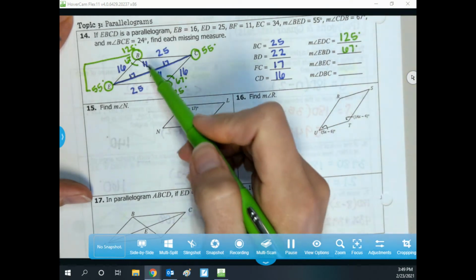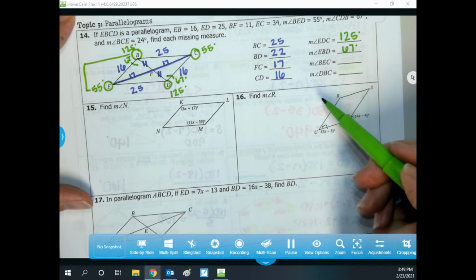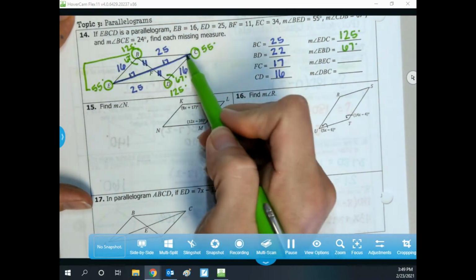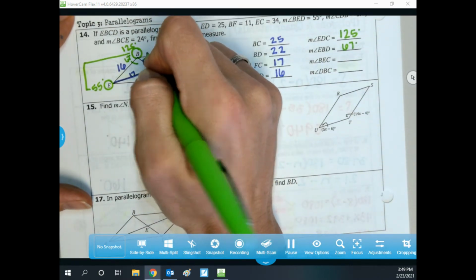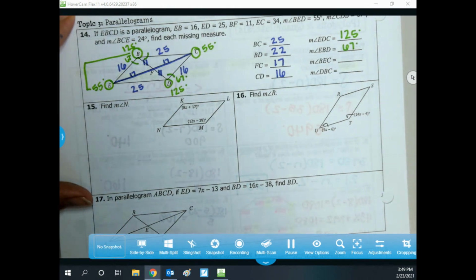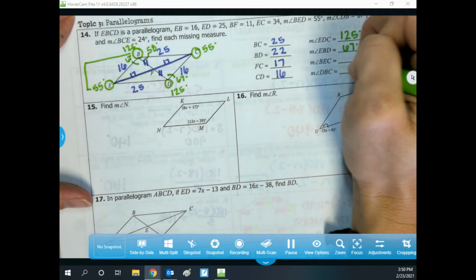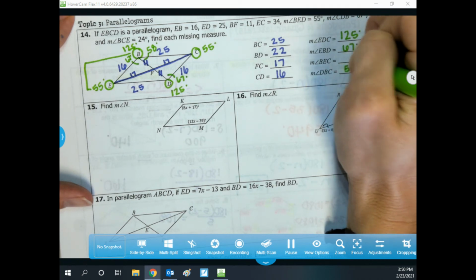And now we can figure out what these other two angles are. What is angle DBC going to be? What is this angle right here going to be? Hopefully you did 125 minus 67 and got 58 degrees. So that angle is 58 degrees.